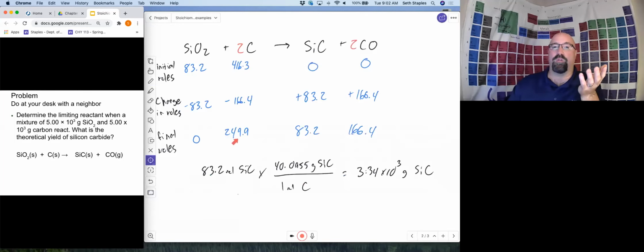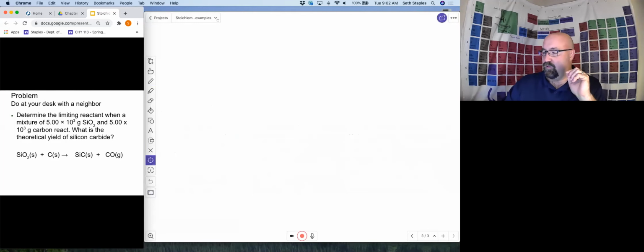We know how many moles we have left of carbon. We can just convert that over to grams, and it's nicely done for us. So that's one of the things that I do really like about setting things up in a table like this, is it provides you with that more extra information that's easy to find at this point. Let's go ahead and walk through another one.